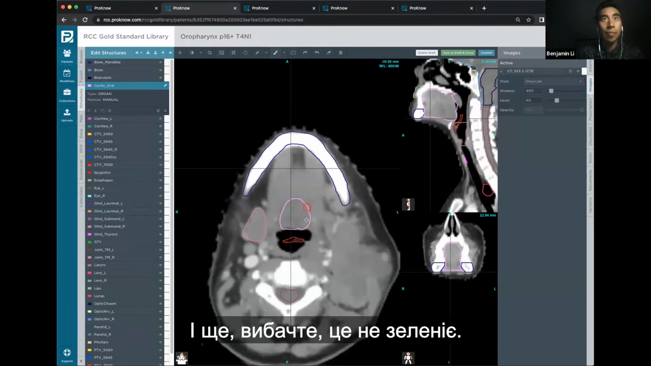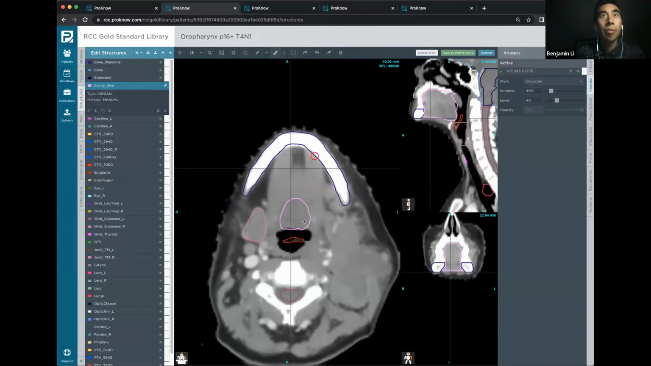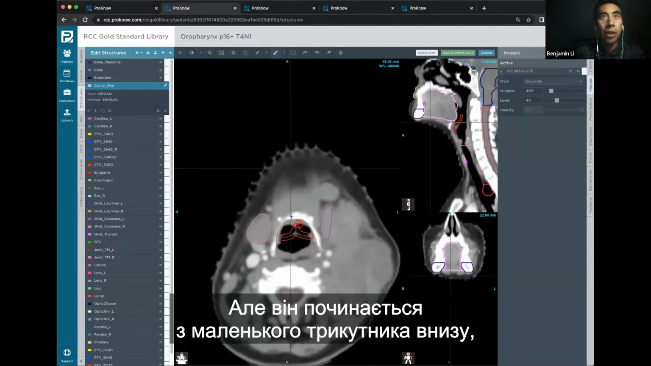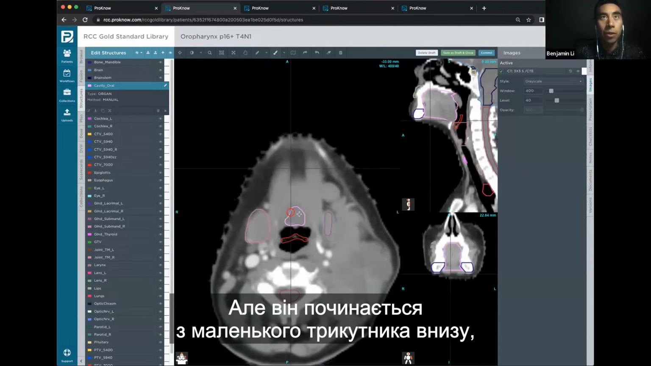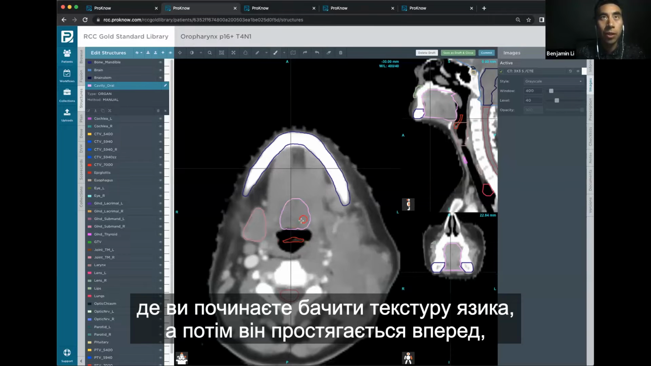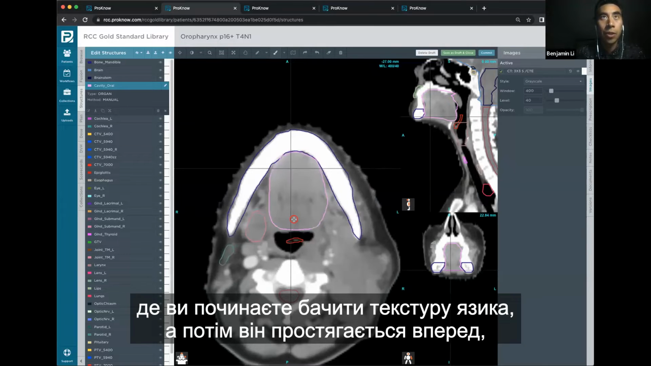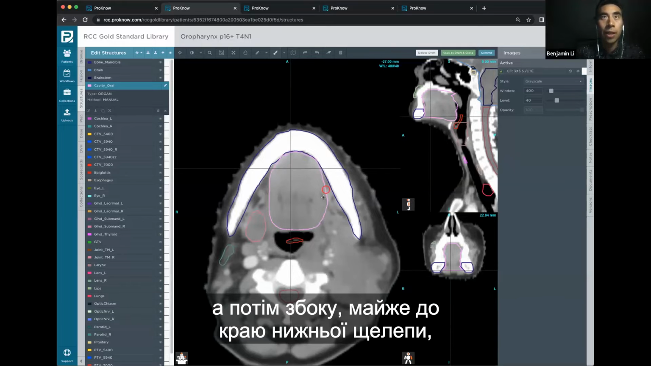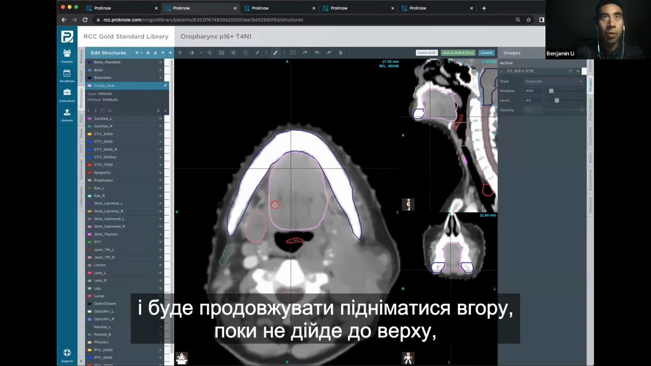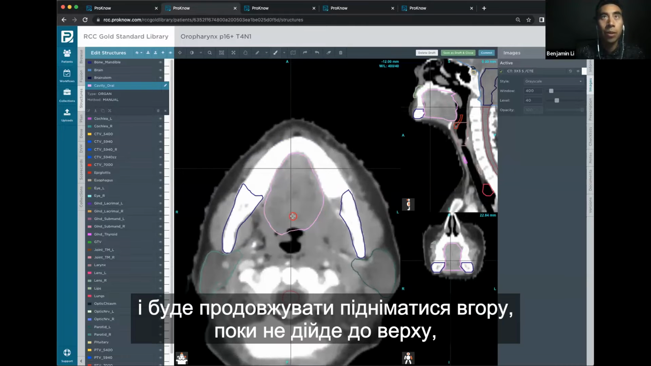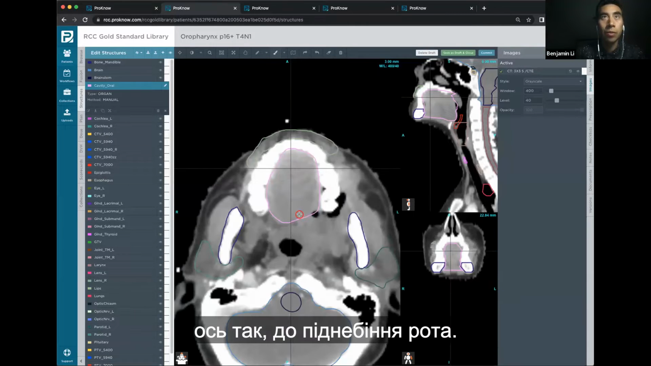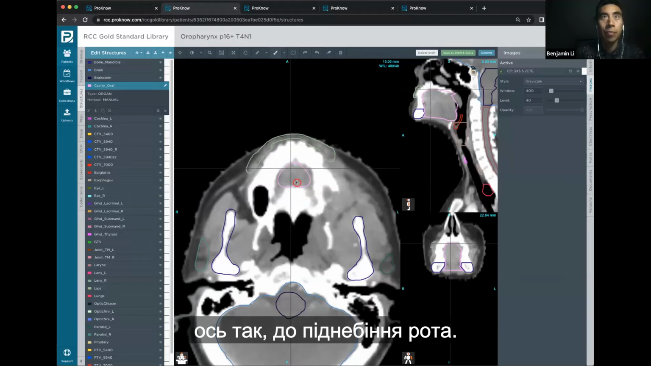Sorry, this isn't turning green. But it starts out as a little triangle down here where you start to see the texture of the tongue, and then it reaches anteriorly, and then laterally it's going to extend nearly to the edge of the mandible, and will keep going up until you get to the top like this, the roof of the mouth.